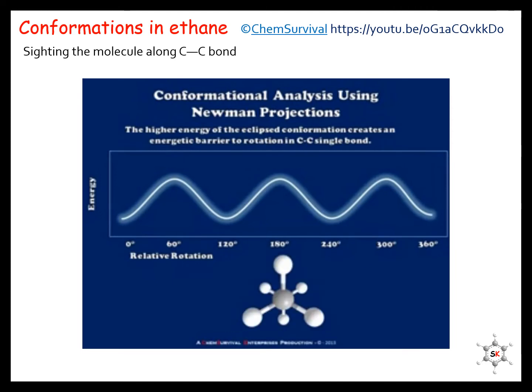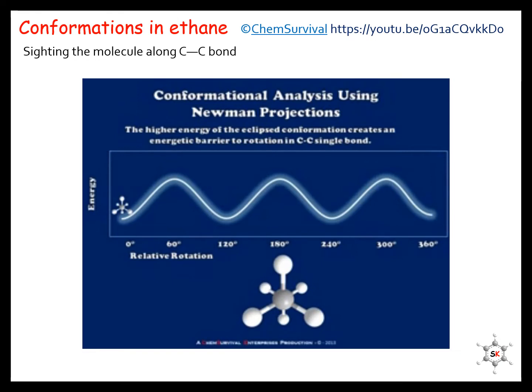Let's take a look at my ethane molecule again. Right now, as I've drawn it, the hydrogen atoms on the back are as far away as they can possibly be from those hydrogen atoms on the front. This is because the bond dihedrals are 60 degrees, and we call this a staggered conformation. Staggered conformations are the lowest energy conformers possible because those substituents have as much space as possible available, so there's no steric clashing.